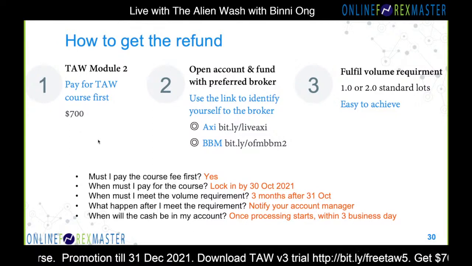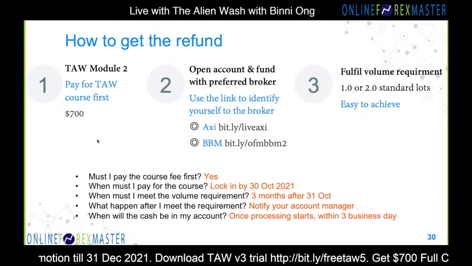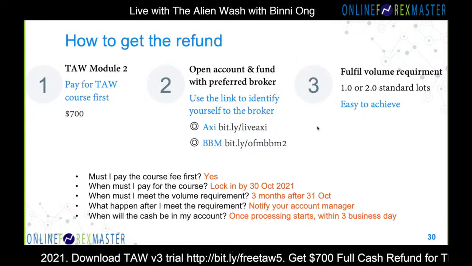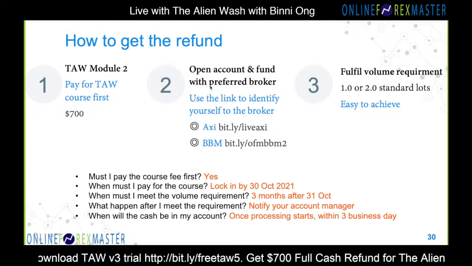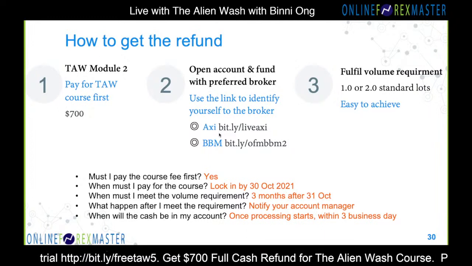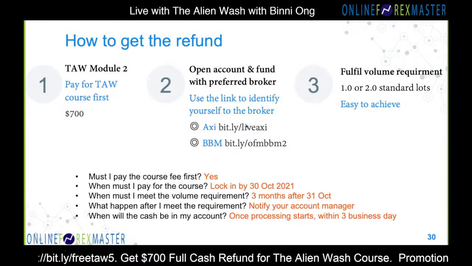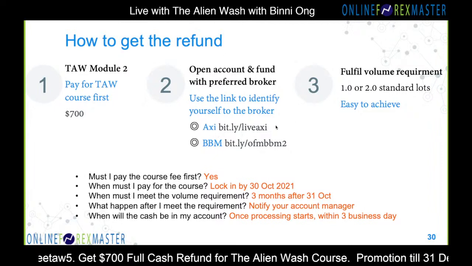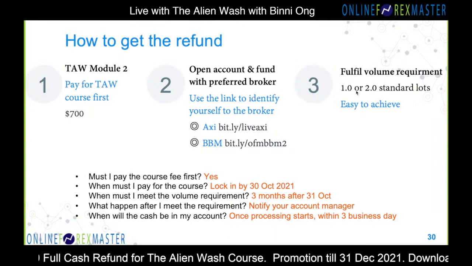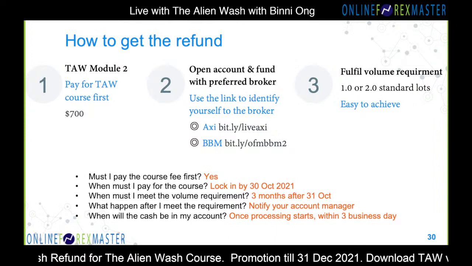You still have the course. However, you can't use the indicator anymore. So how do you get it refunded? You have to go to the website, and then you have to apply for a live account with the broker. And once you achieve your volume requirement, they will put $700 cash into your trade account.